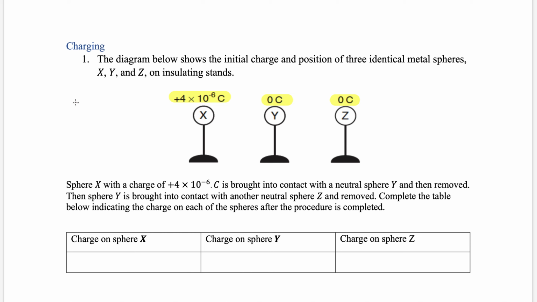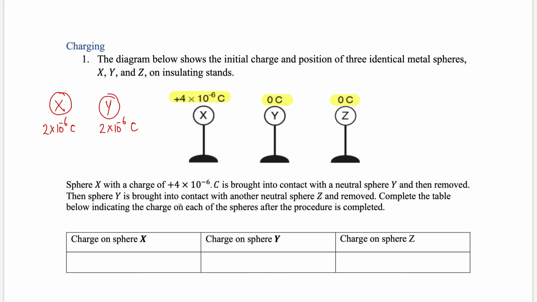So after touching, let's draw it here. We have got X and Y, and each one of them will get 2 times 10 to the power negative 6 coulomb. So that's your X and Y.